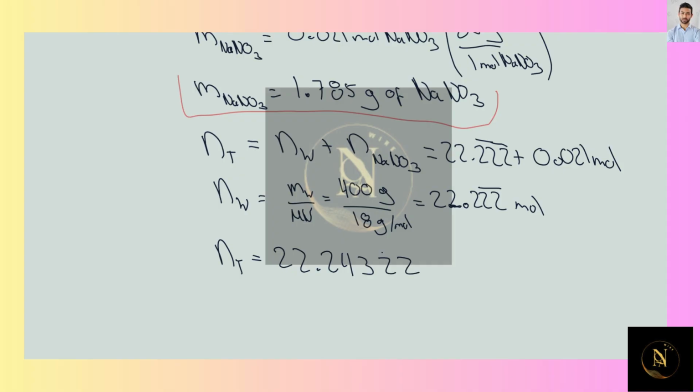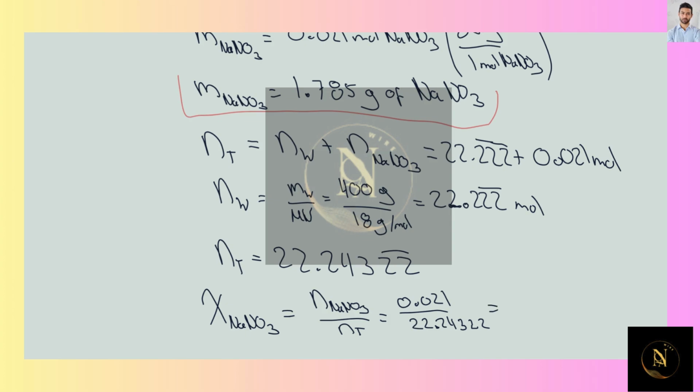22.2432, and again periodic. The mole fraction of sodium nitrate that we're going to have in solution is going to be equal to the amount of mole of sodium nitrate divided by the total amount of mole. This becomes 0.021 divided by 22.2432, which is a mole fraction corresponding to 9.44 times 10 to the minus 4.